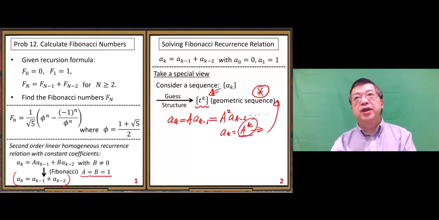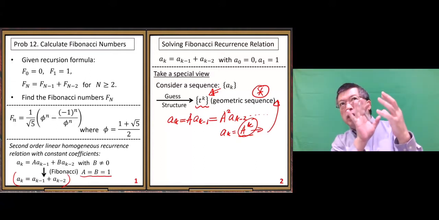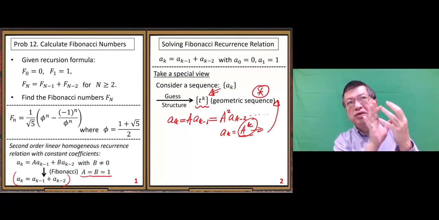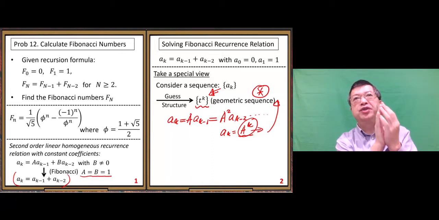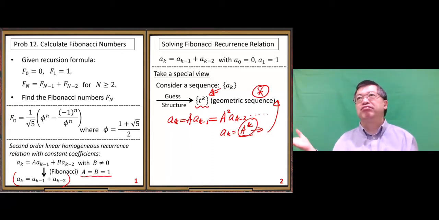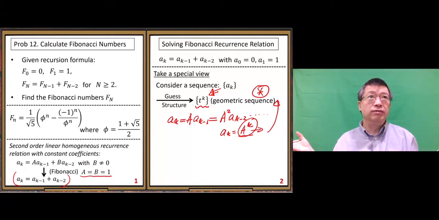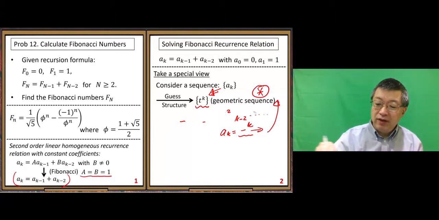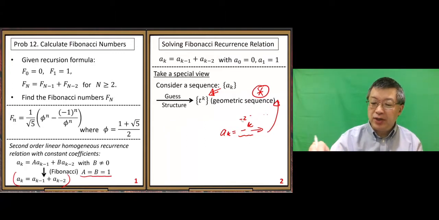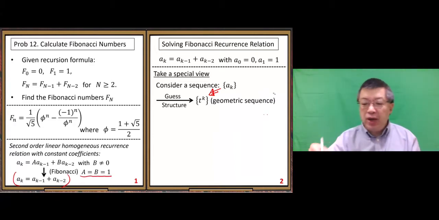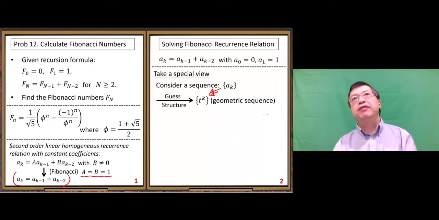At least it tells us the geometric sequence is pretty close to the solution of a linear recurrence relation. From the first order, we can see that. For the second order, is that true? We don't know. We can try it. So that's the reason, from the first-order experience, we try to apply that experience to the second order and see if it is true or not.